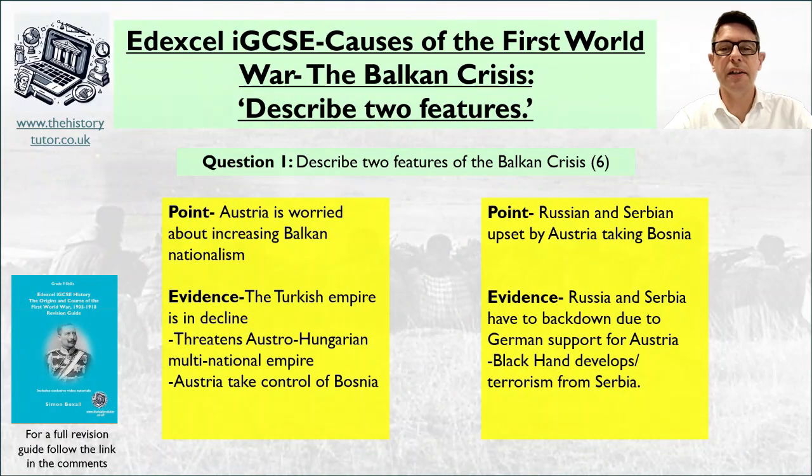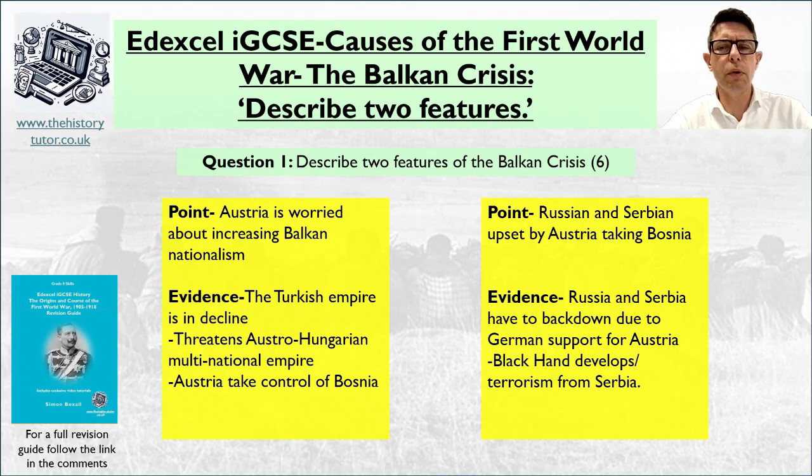Okay, so here's my ideas. I've said Austria is worried about increasing Balkan nationalism. So obviously the Turkish Empire is in decline. Balkan nationalism is increasing, and this threatens the Austro-Hungarian Empire. The Austro-Hungarian Empire is full of different nationalities. Having more Serb and Balkan nationalism is going to weaken their empire. So they take control of Bosnia to help crush and control Balkan nationalism and strengthen their declining empire.